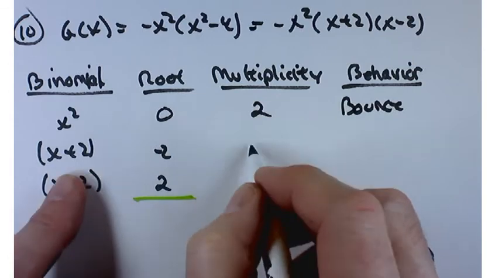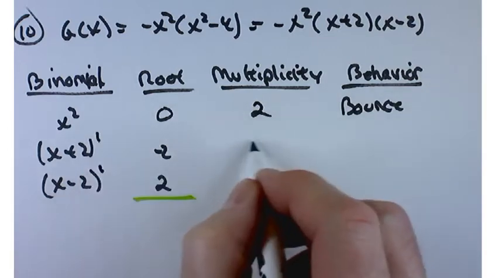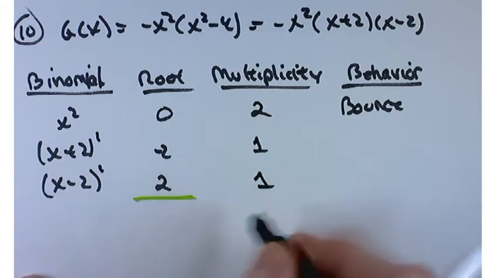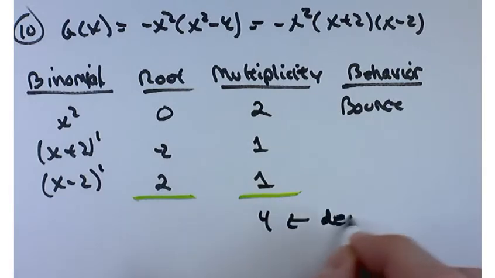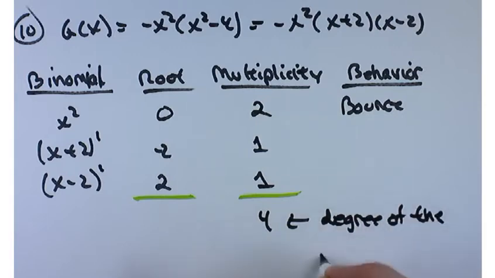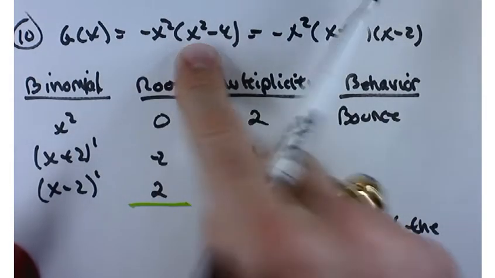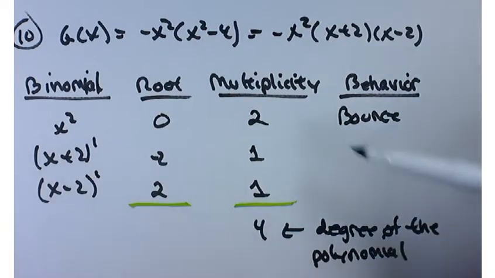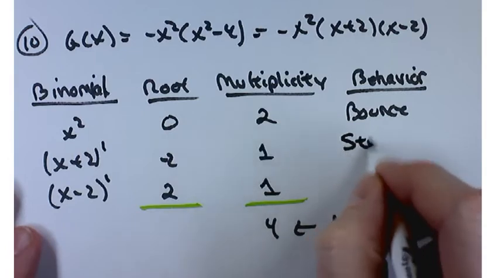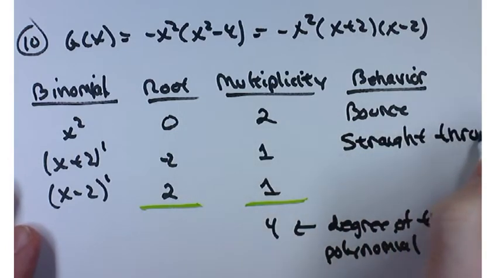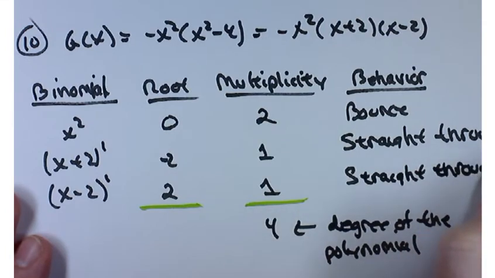The multiplicity of this one. What's our multiplicity at negative 2? How many times does this occur as a root? 1. 1 for both of these. Now something interesting here, if I add up these roots and their multiplicities, they always add up to the degree of the polynomial. That's a nice correspondence. If you distributed this, you'd have a 4th degree polynomial, and we've accounted for all 4 roots. Andrew, what's the behavior of a root of multiplicity 1? Good, so straight through, thank you. And straight through again. Nice.